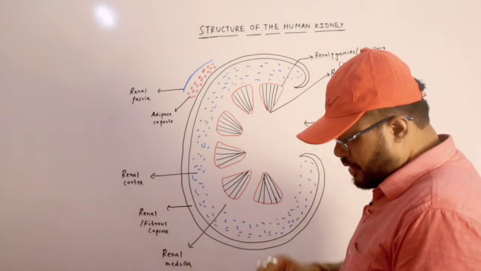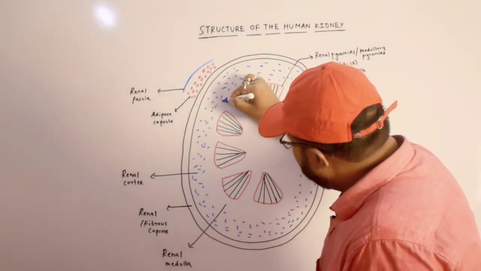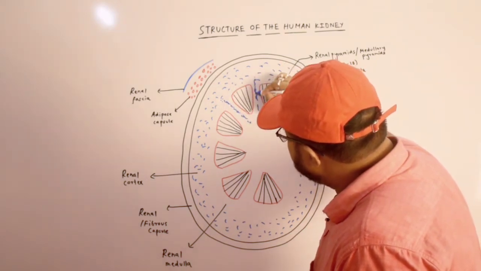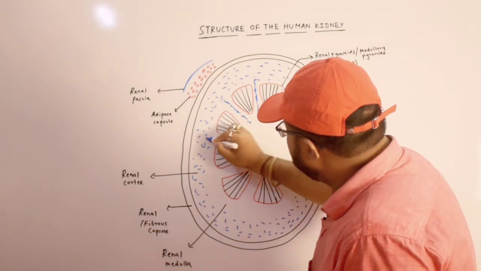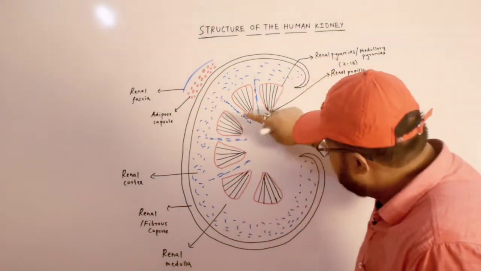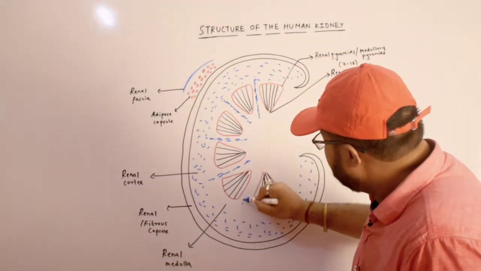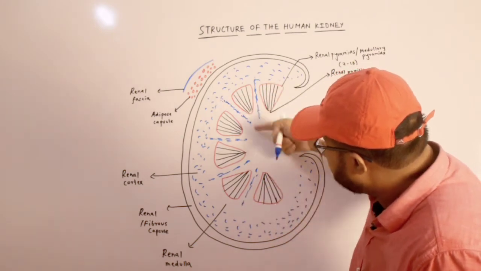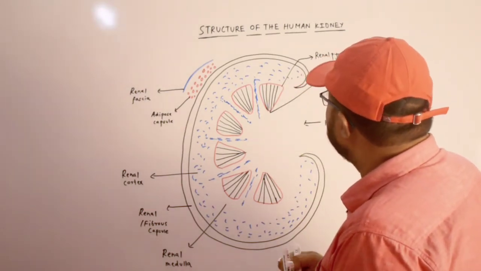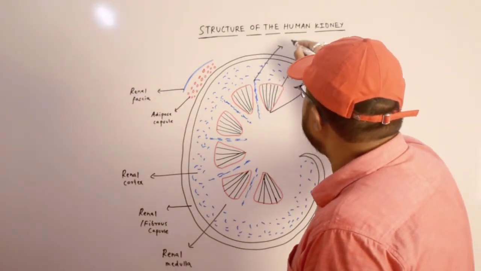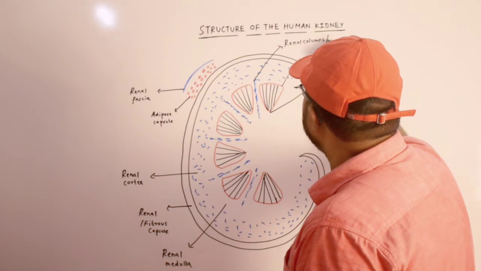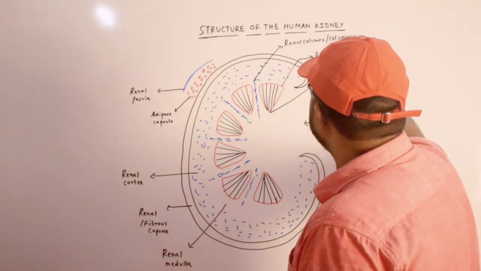The cortex projects into the medulla in the space between two adjacent medullary pyramids. These projections of the cortex in the space between two adjacent medullary pyramids form column-like structures, and these column-like structures are called renal columns or columns of Bertini.